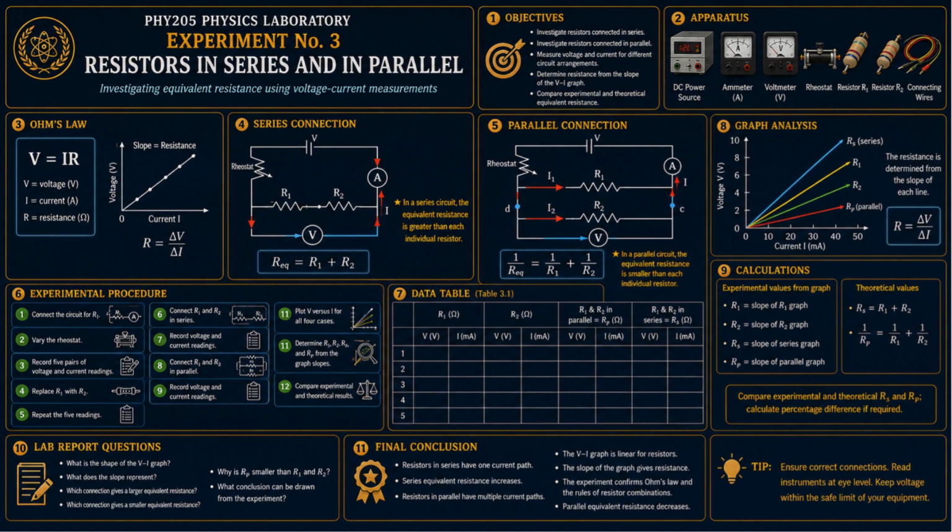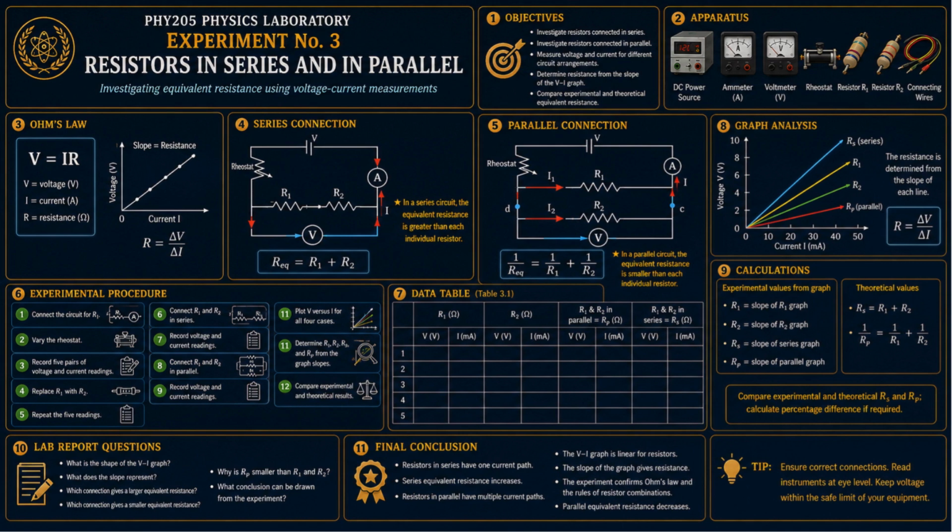10. Lab report questions. What is the slope of the V-I graph? What does the slope represent? Which connection gives a larger equivalent resistance? Which connection gives a smaller equivalent resistance? Why is RP smaller than R1 and R2? What conclusion can be drawn from the experiment?